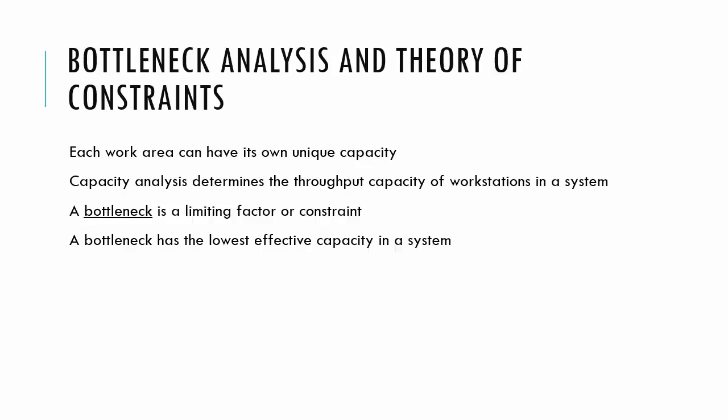When trying to determine the overall capacity of a system with multiple work areas, we must consider all of the workstations in the system. We are interested in finding the bottleneck, the work area that has the lowest effective capacity in a system. The bottleneck limits us from doing more.